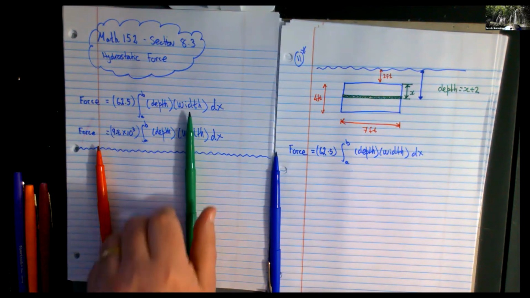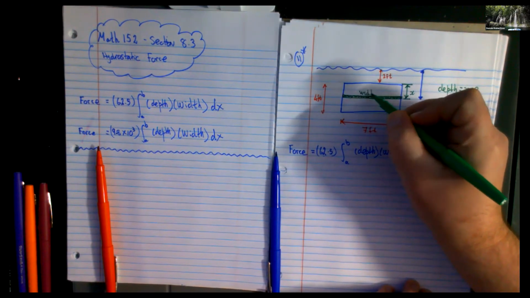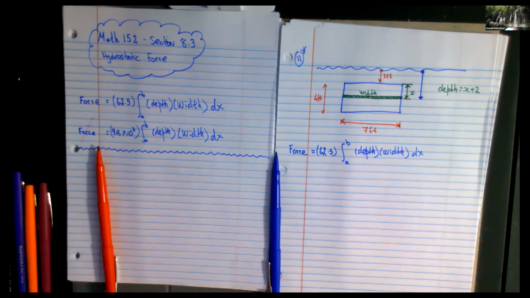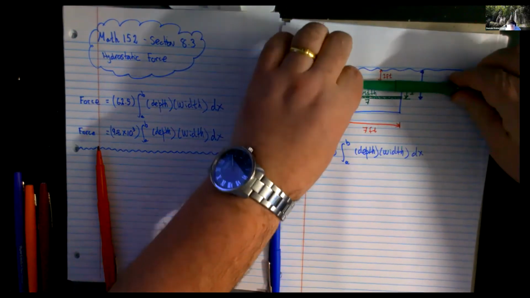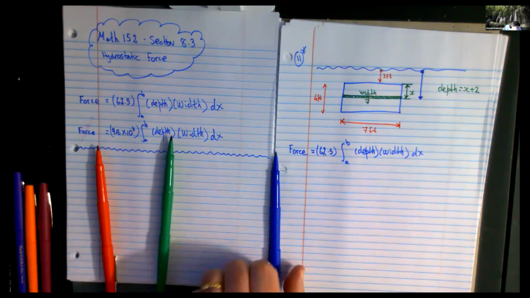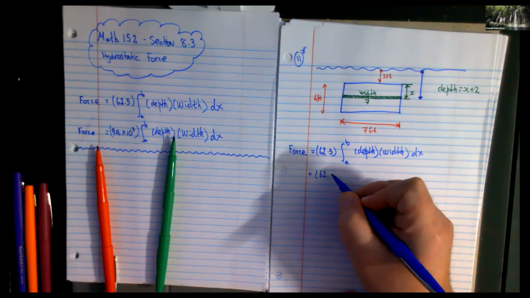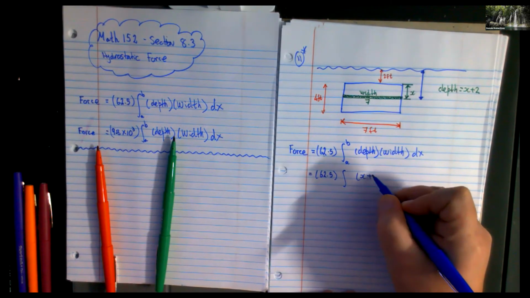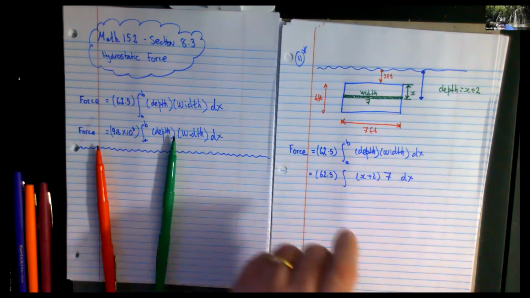Now, the second thing is called the width. And the width we're talking about here is the width of that green strip. Well, in this case, isn't the width the same, no matter if you're at the top of the rectangle or the bottom? Isn't it always 7 feet? So we're already filling in quite a lot of the missing pieces. The depth is x add 2. The width is 7.